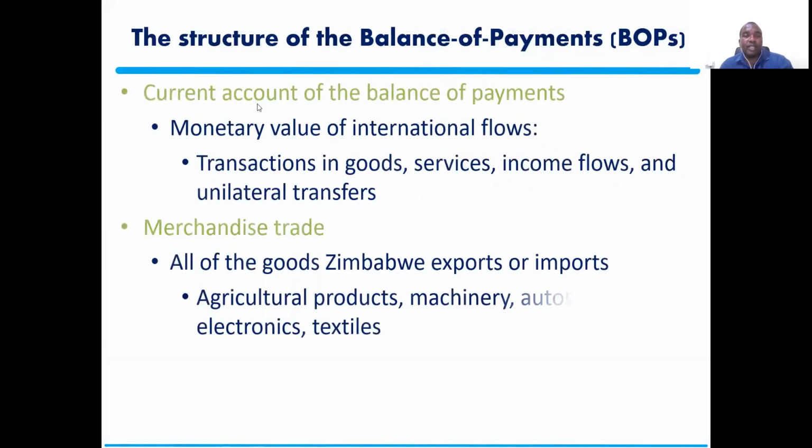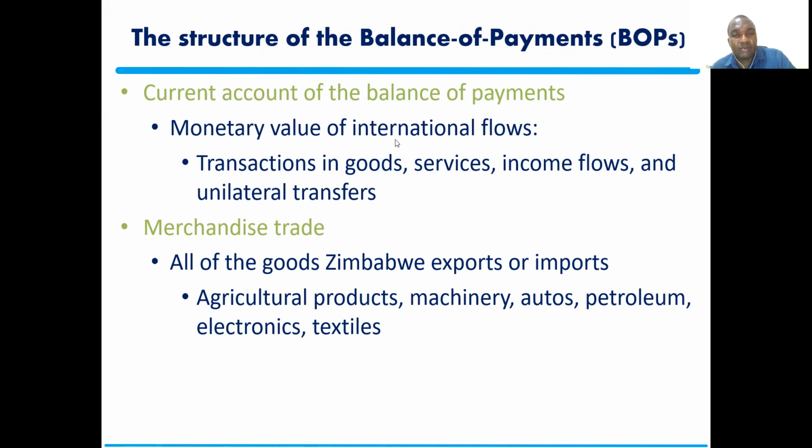The structure of the balance of payments has two major components and two minor components. The two major components are the current account and the capital account. And the minor components are the official reserves account and the statistical discrepancy item. So we've got the current account, that's the largest component of the balance of payments in many countries.